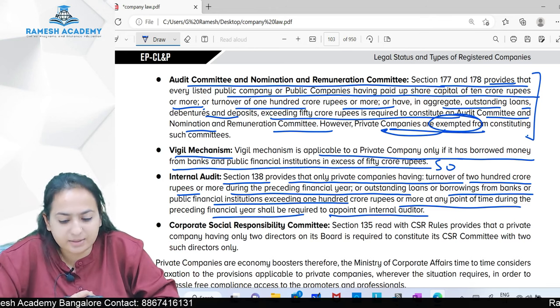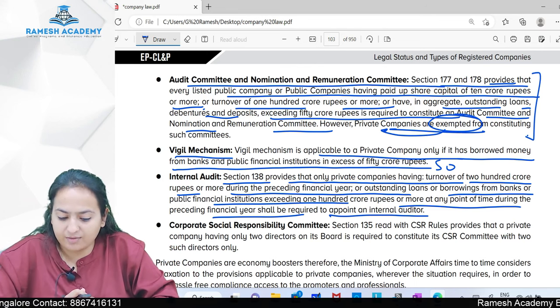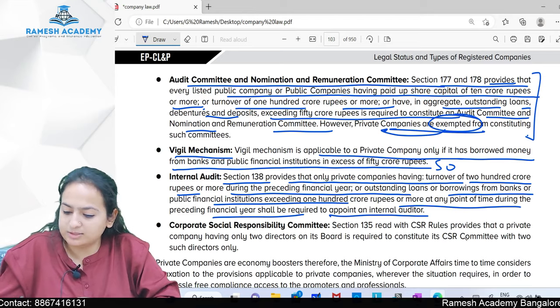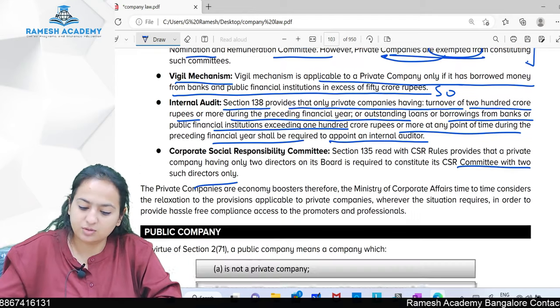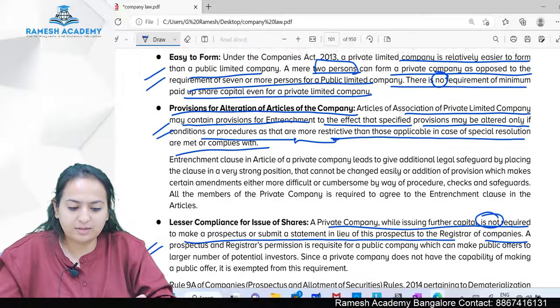And CSR committee, section 135 provides that a private company having only two directors is required to appoint a CSR committee with two such directors only. So what are the main exemptions? First of all, quickly we will revise.